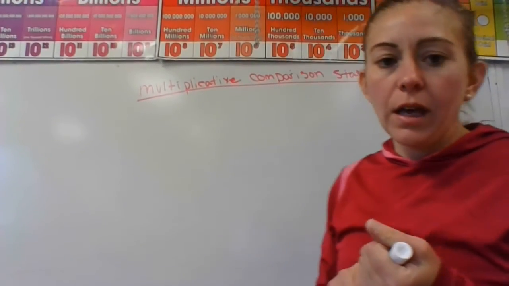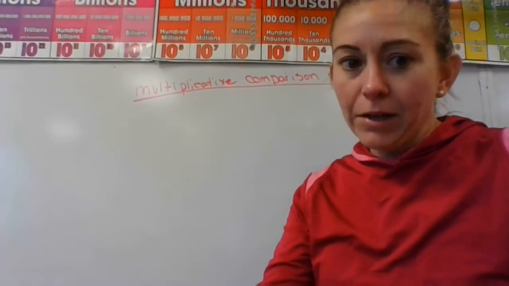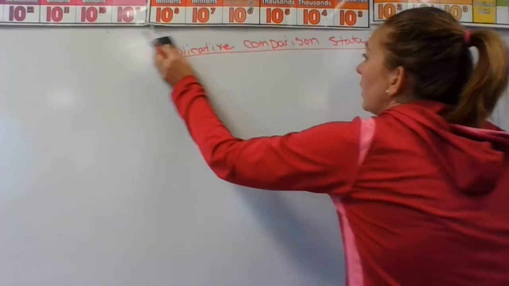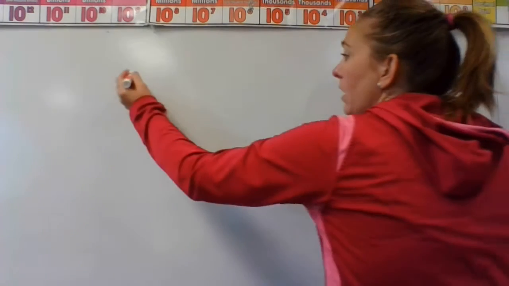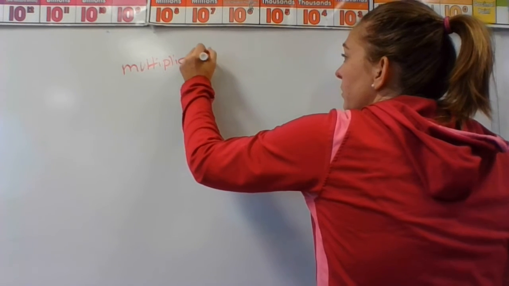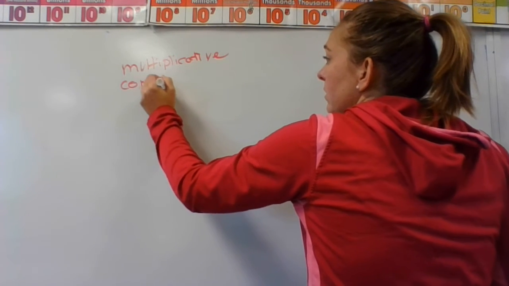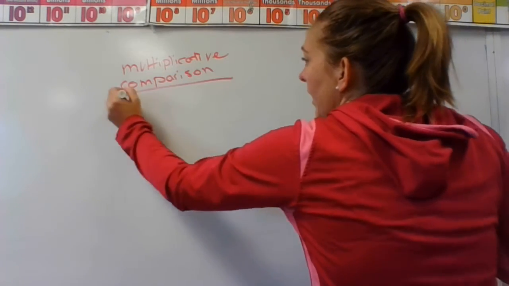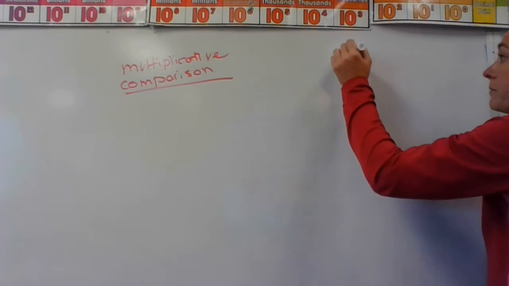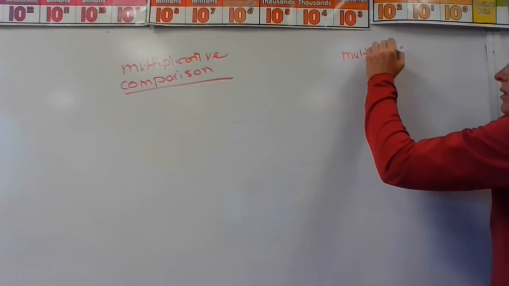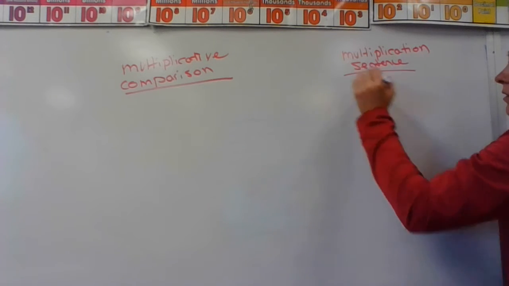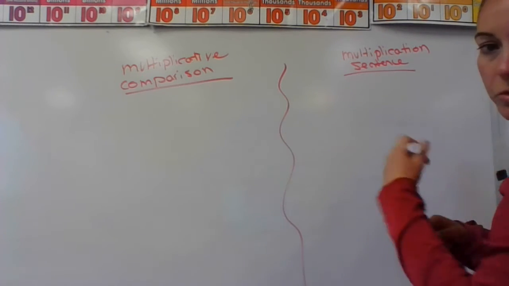If I were going to be doing a multiplicative comparison statement matching quiz game, I'd probably do two different columns. I would put the multiplicative comparison on one side, and then I would have the multiplication sentence on the other side. And then you would just have to go and choose between the two of them.